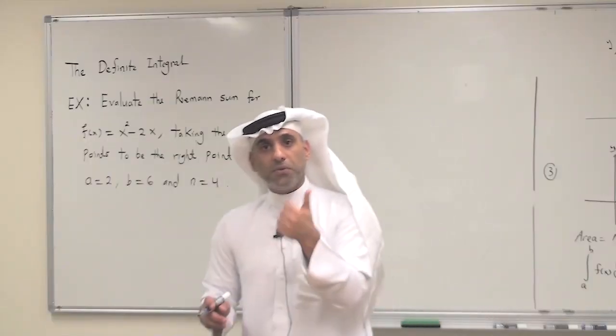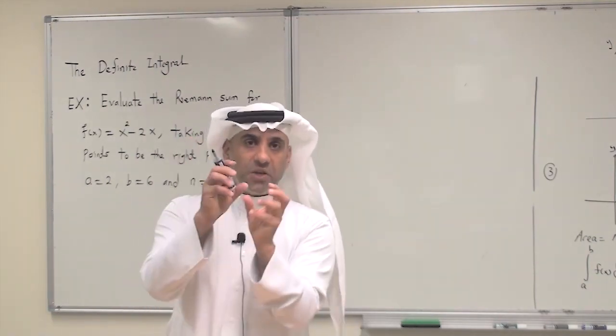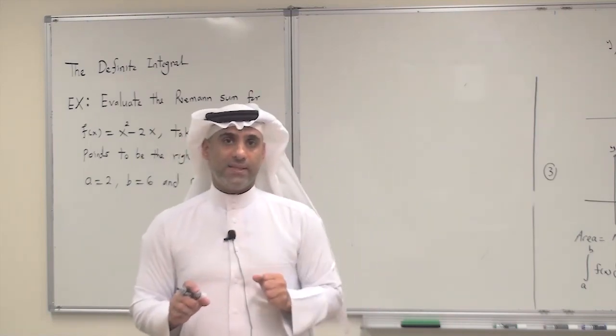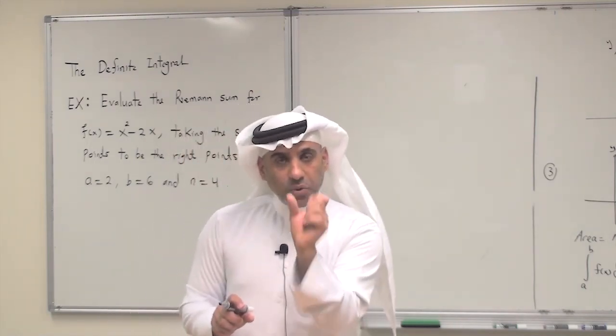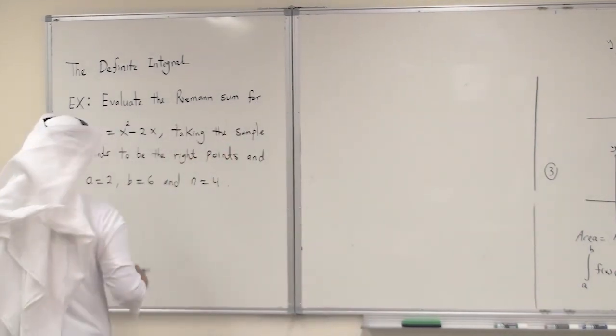Now let us see how to do two things. The first one, how to evaluate a Riemann sum if we have a specific choice of the sample points and a specific number of approximating rectangles. The second one, how to evaluate the exact integral, the definite integral. That will be done in the following exercise.